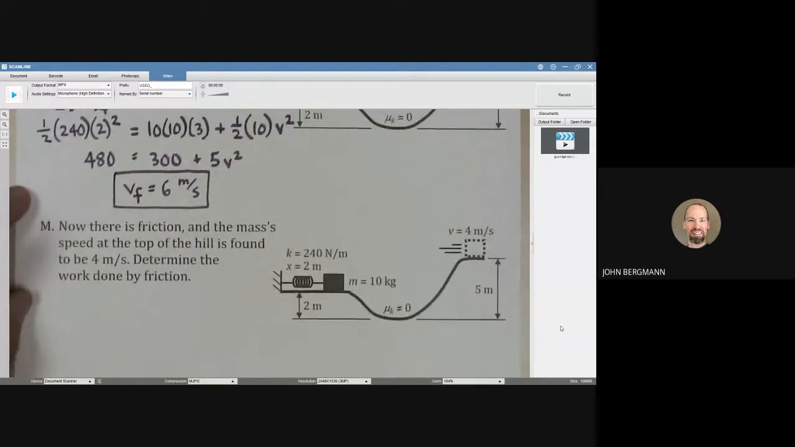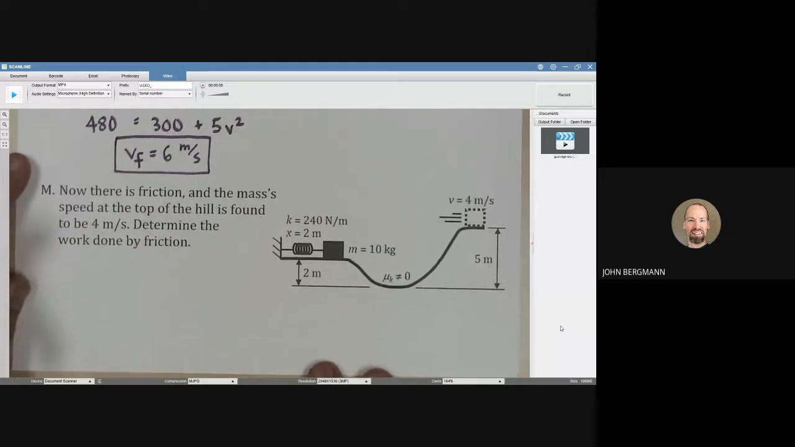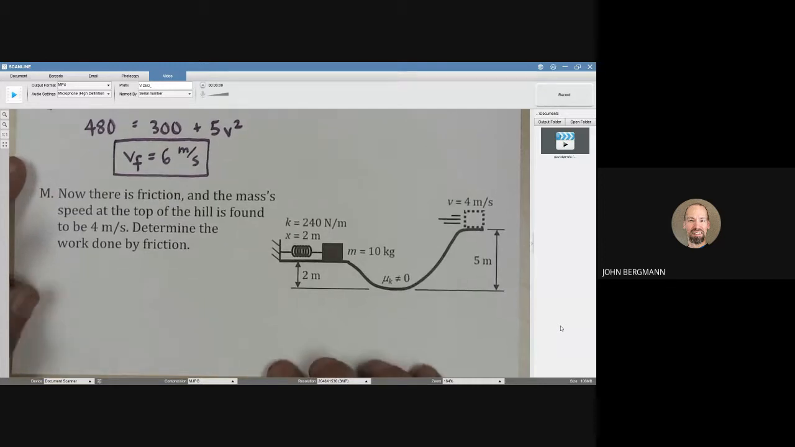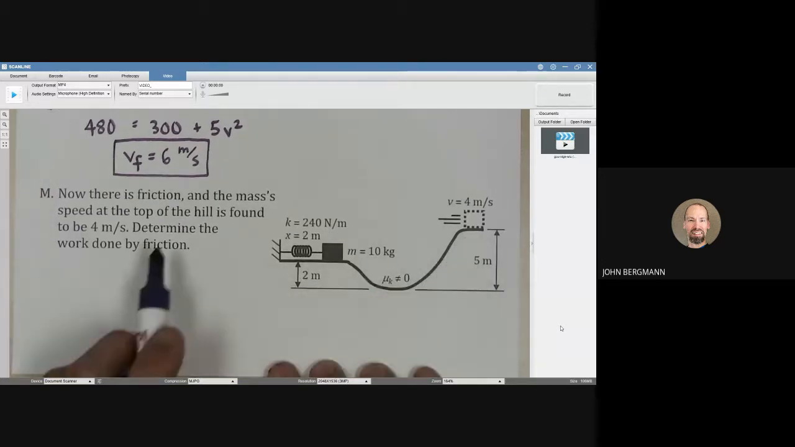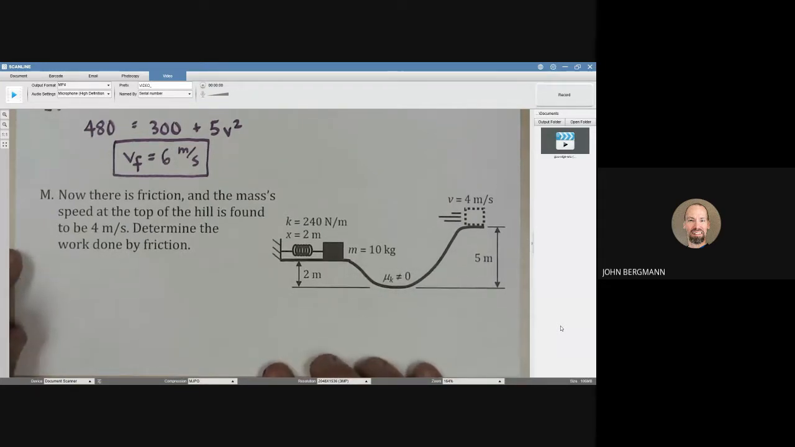Now we've got something similar happening, except now we have friction. And we're told what the mass's speed at the top is. And we want to know the work that's done by friction. In this sliding process, we can't be conserving energy anymore because now we have friction. So I think what we want to do is use the work energy theorem, where the work done is equal to the change in kinetic energy.